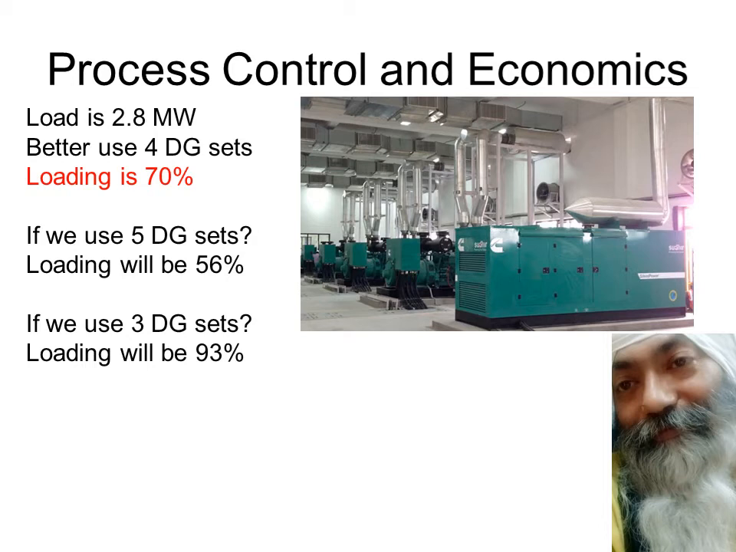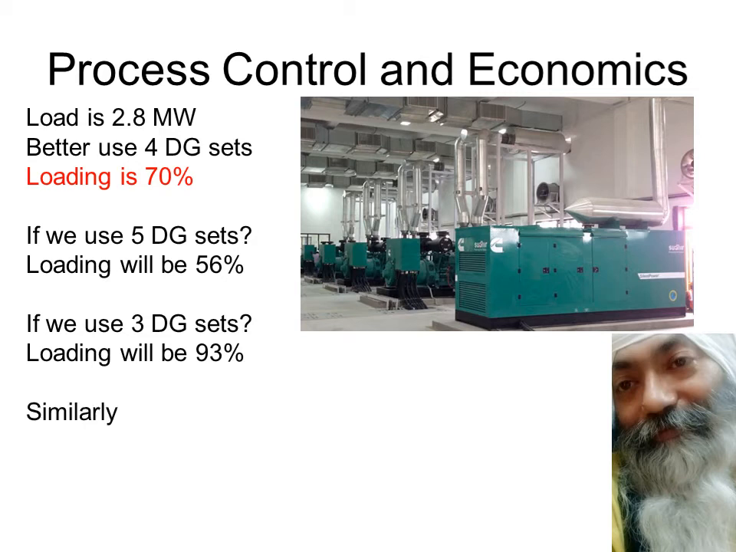The optimal choice is that with 2.8 megawatt, I must use 4 DG sets and not 5 and not 3. Although the work will go on, the things will be done, they will not be done efficiently. In one case they will be on the overloaded side, in the other case on the underloaded side. Only when we operate 4 DG sets in parallel at this load of 2.8 megawatt, we will have the optimal point, or the best efficiency point. This is what we're going for.